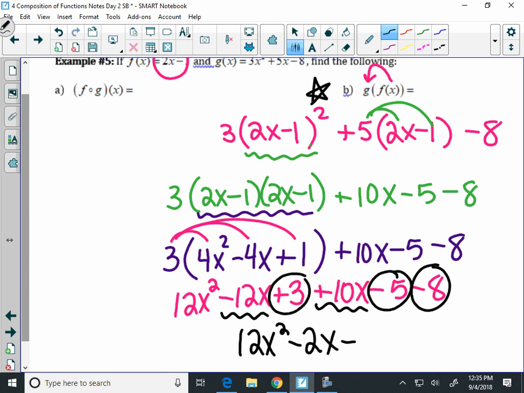Negative, yes, okay, sorry. I think about that one. 5. So you should have 12x squared minus 2x minus 10.